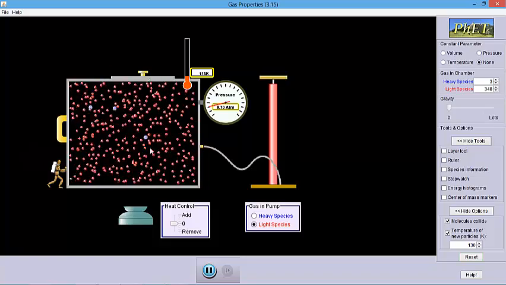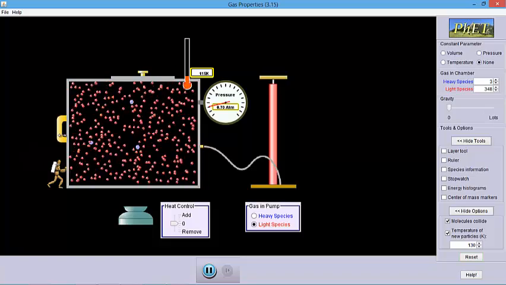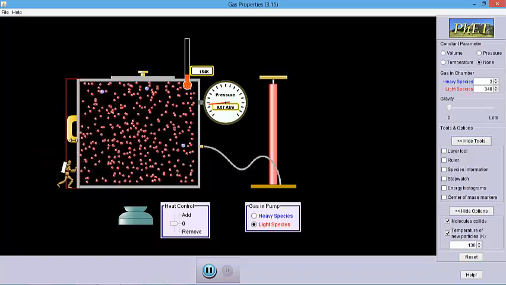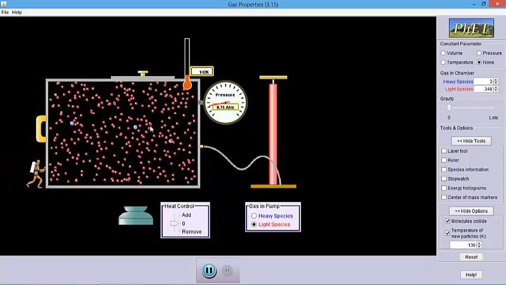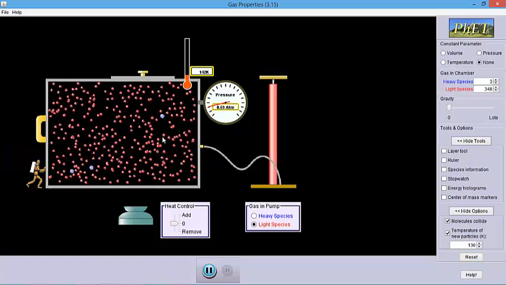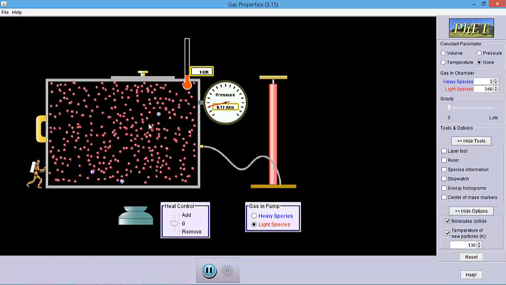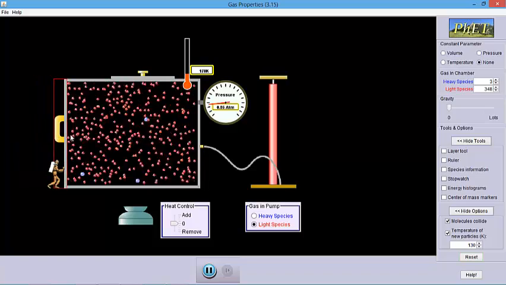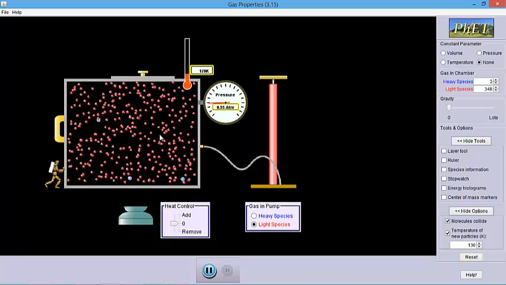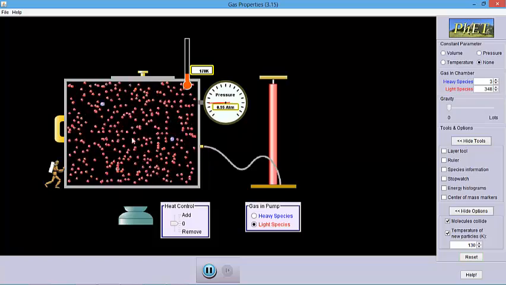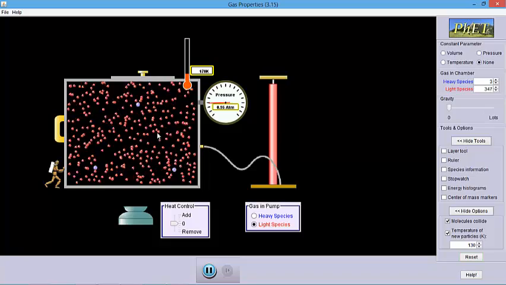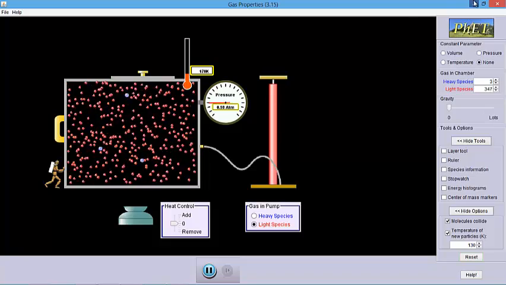Now, if you check this container here, we can increase or decrease the volume. If we increase the volume, then the particles have got more space to move, and that's going to result in fewer collisions per second. But if we decrease the volume, making it smaller, then there are going to be more collisions because the particles have less space where they can move, and that's going to lead to more collisions and a higher pressure.